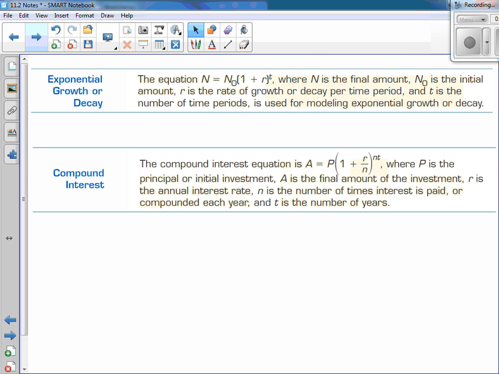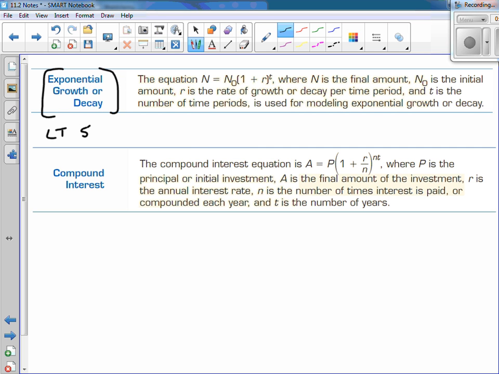Now, learning target 5 is about using exponential functions to solve growth and decay problems. All right? So growth or decay problems are word problems, and you're given this equation, and I will provide this equation to you. Okay? But you need to know what everything stands for.